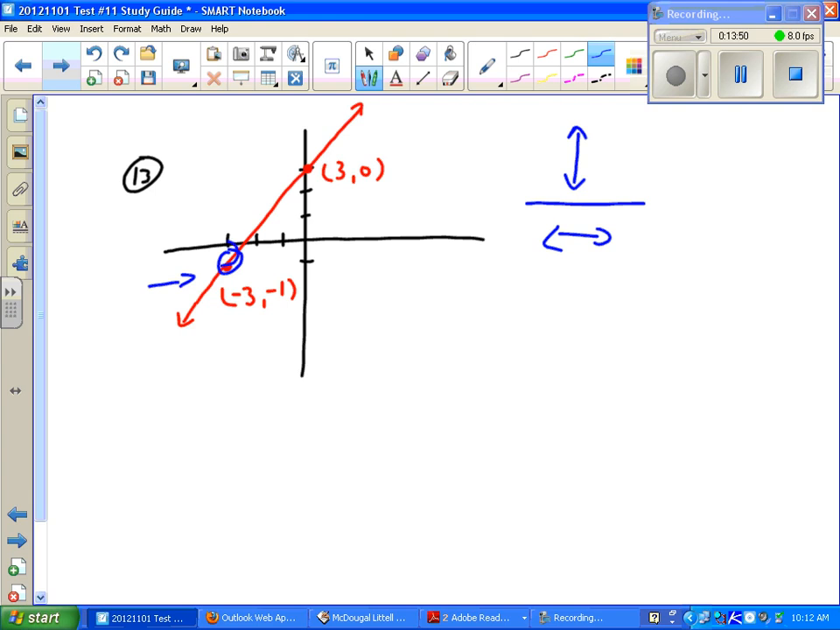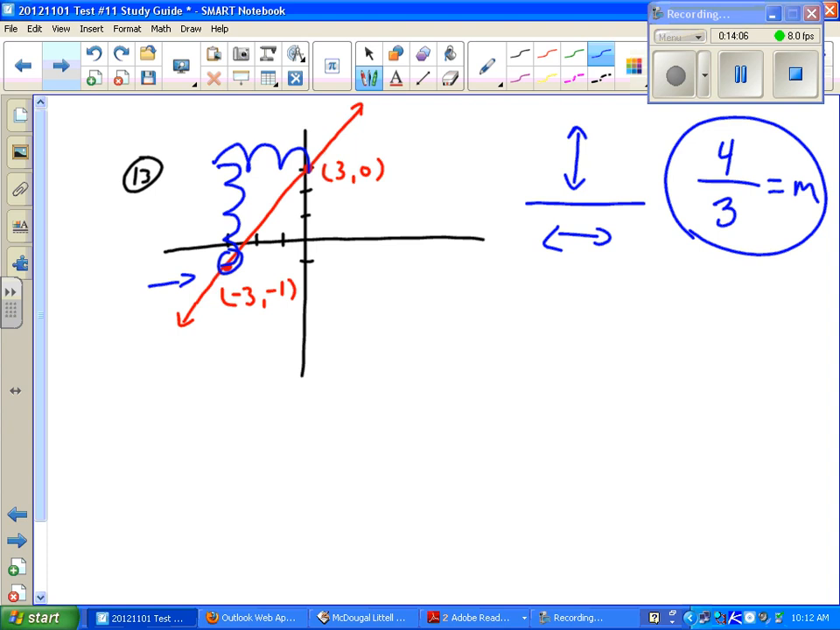So start at your leftmost one. You need to go up once, twice, 3 times. You need to go up 4 times, so that's positive 4. And to the right, 1 time, 2 times, 3 times. So positive 4 over positive 3 is your slope. And that's simplified, 4 over 3.